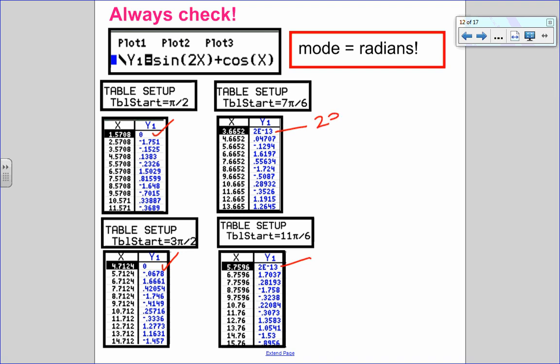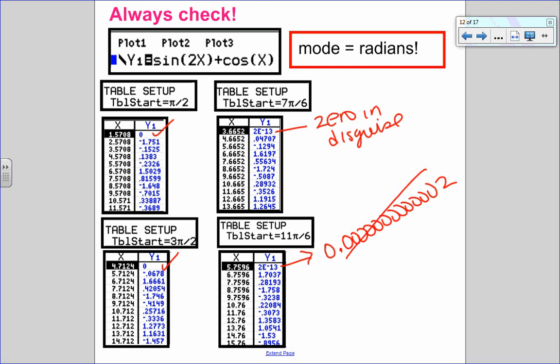We talked about this before. This is 0 in disguise. What I mean by that is it is in scientific notation, so it's like 2 times 10 to the exponent of negative 13. That's a 0 with 12 zeros: 0.1, 2, 3, 4, 5, 6, 7, 8, 9, 10, 11, 12, and then a 2. So what I mean by 0 in disguise, let's just call that 0, and I can say that it's equal for all of them. Okay? So the check's super, super important.